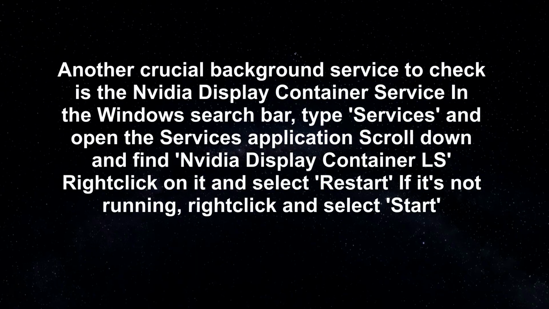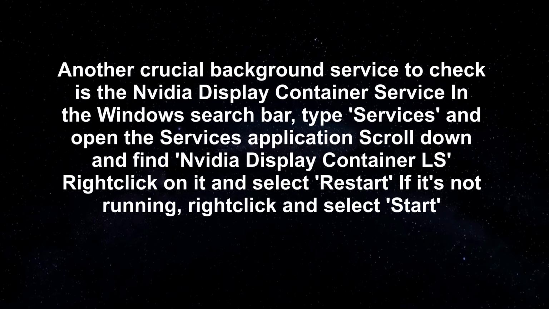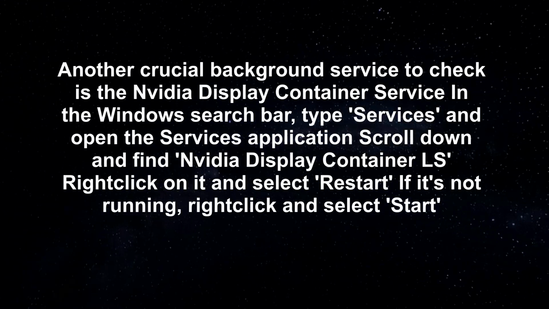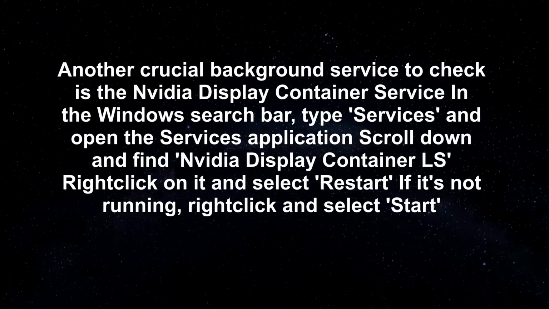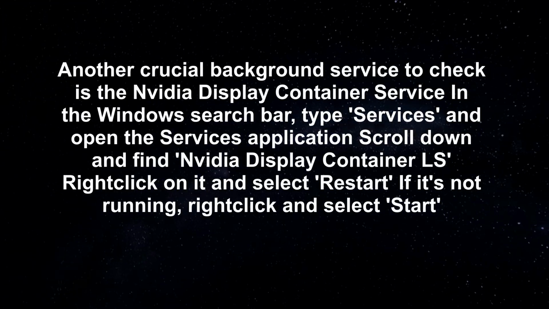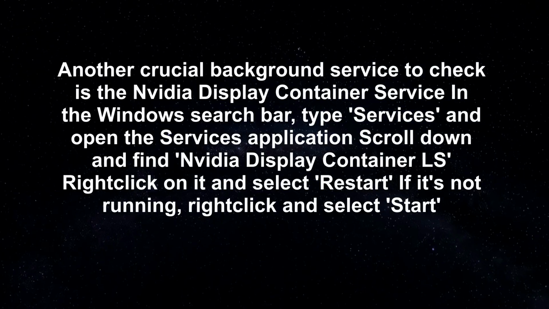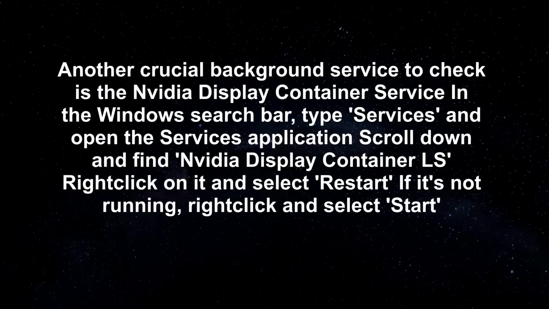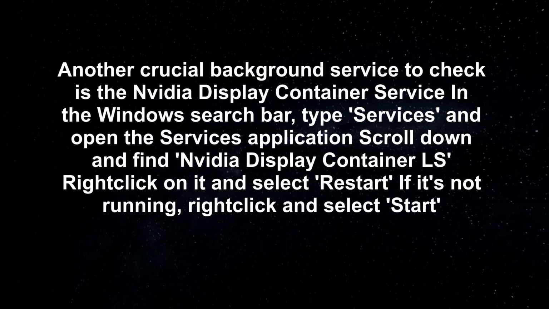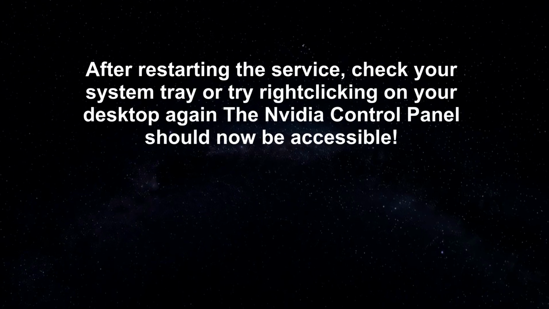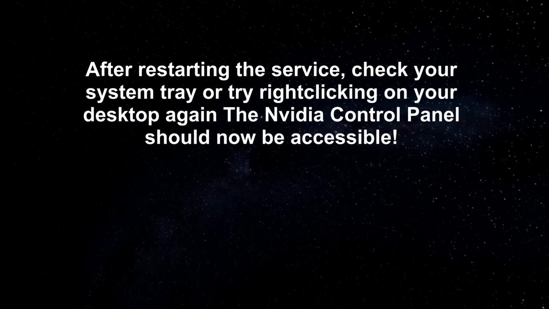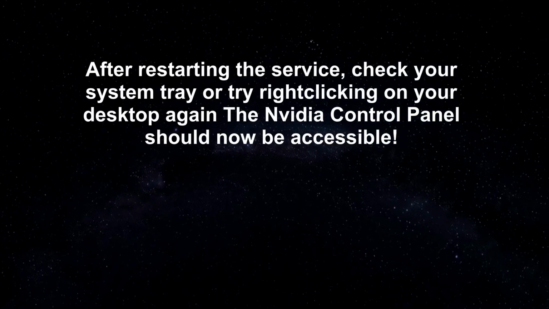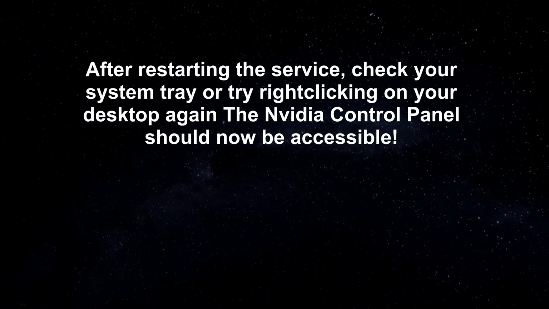Another crucial background service to check is the Nvidia Display Container service. In the Windows search bar, type Services and open the Services application. Scroll down and find Nvidia Display Container LS. Right-click on it and select Restart. If it's not running, right-click and select Start. After restarting the service, check your system tray or try right-clicking on your desktop. Again, the Nvidia Control Panel should now be accessible.